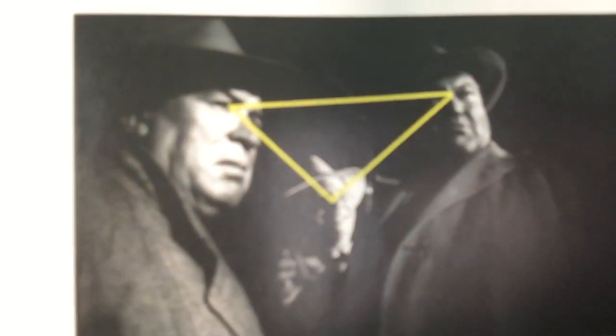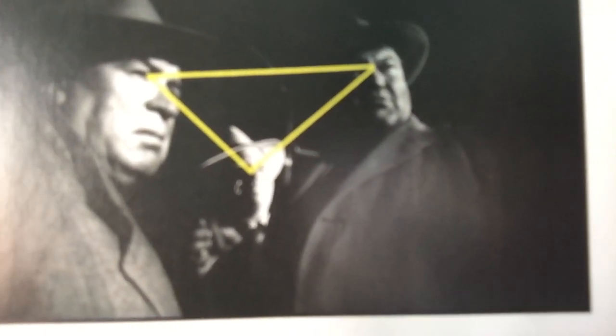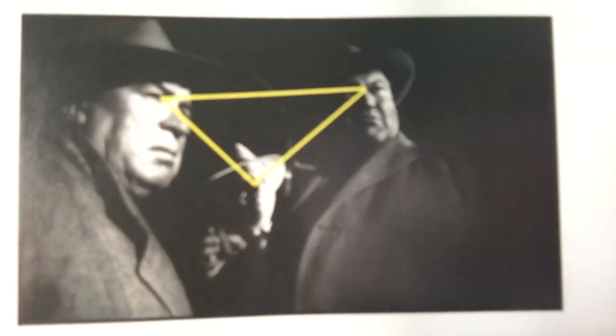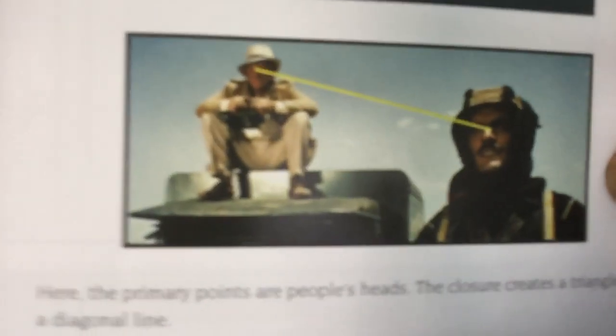Now, if you add a third person, like this, boom, boom, boom, we start to create shapes with that closure. And the shape we're creating here is a triangle. The line represents a triangle. Here's one where it's a single line between the points of interest.